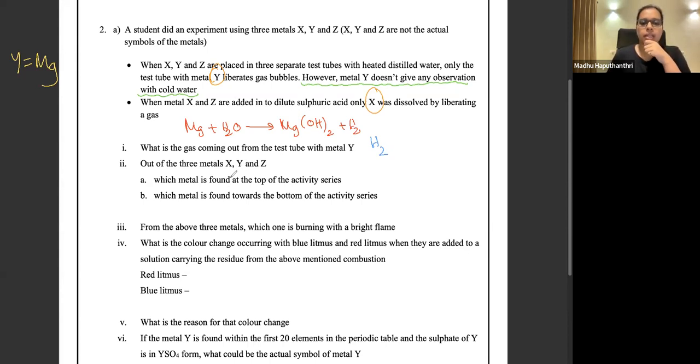Out of the 3 metals, X, Y, and Z, which metal is found at the top of the activity series? The most active one. Top of the activity series means most active one. Who is at the top? X or Z or Y? Y, yes, it's Y.